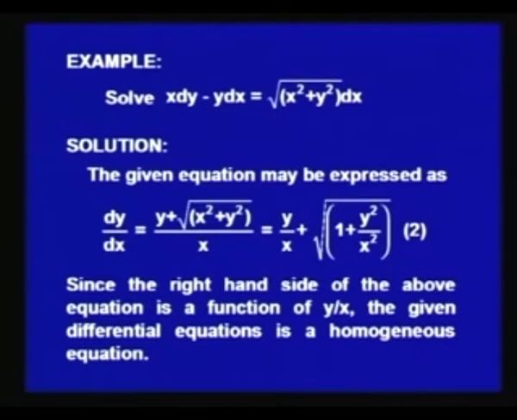Now, let us consider the case of the differential equation x dy minus y dx equal to under root x square plus y square dx. This equation may be written as dy by dx equal to y over x plus under root 1 plus y square over x square. So, again we see that this differential equation is dy by dx equal to a function of y over x, and hence this differential equation is a homogeneous differential equation.